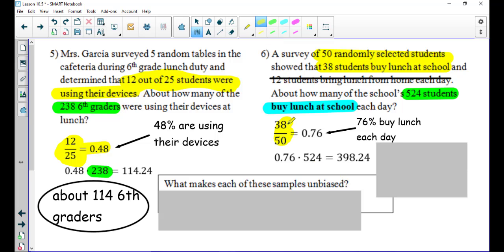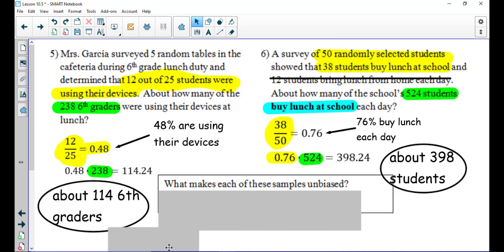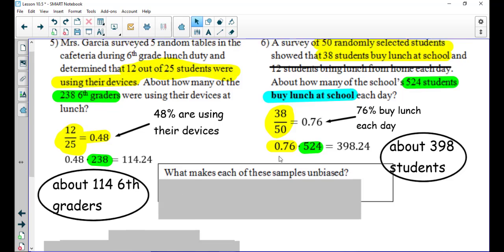Although right now we've got free school lunches, at least as of the recording of this video in 2022. 38 divided by 50 is 0.76, so 76% buy lunch each day. I take that sample of 0.76, multiply it by my population size of 524, and I got exactly 398.24, but we want to round that, so that's about 398 students.